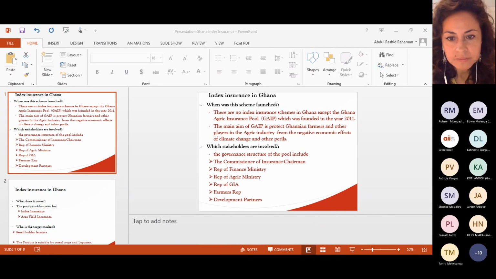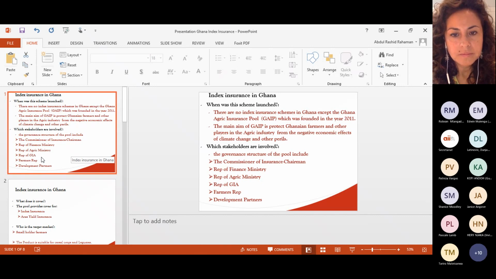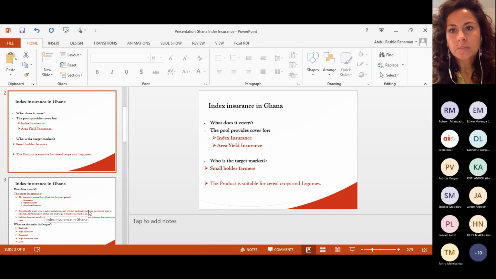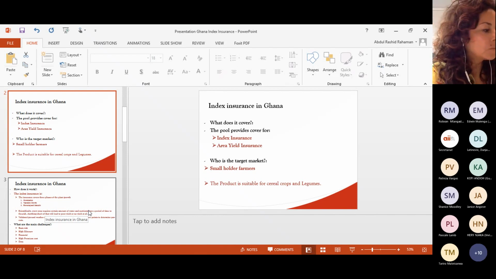Yes, we can. Great. In Ghana, we have an agriculture insurance pool that is championing the agri insurance program. This was established in 2011, and the stakeholders are the Commission, the Finance Ministry, the Agri Ministry, representatives of the Ghana Insurance Association, the farmers, and other development agencies and partners. For now, there are two main categories of index insurance distributed by the Ghana Insurance Pool: index insurance and area yield insurance. The products are designed to support smallholder farmers, and the product best suits cereal crops and other leguminous crops.